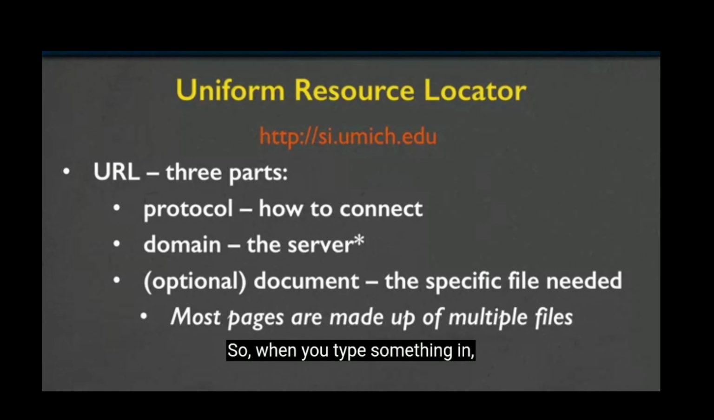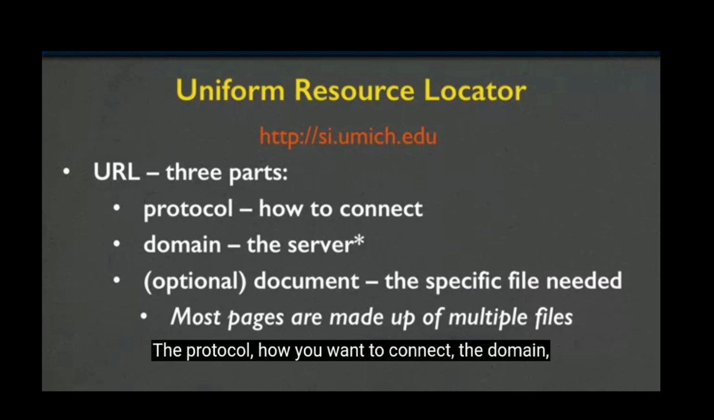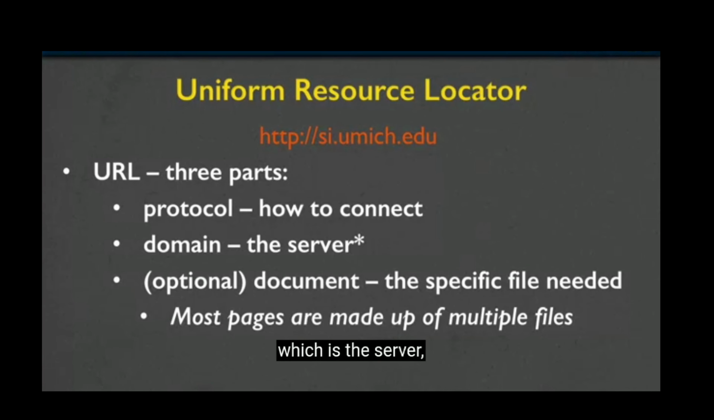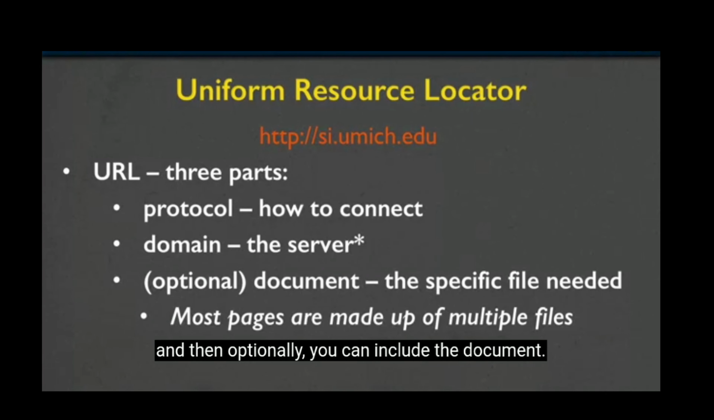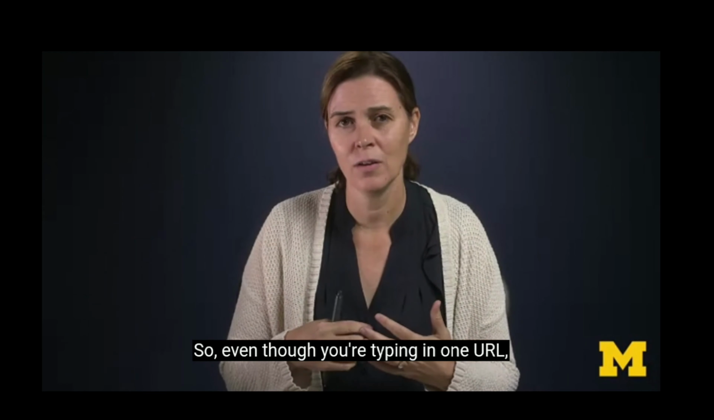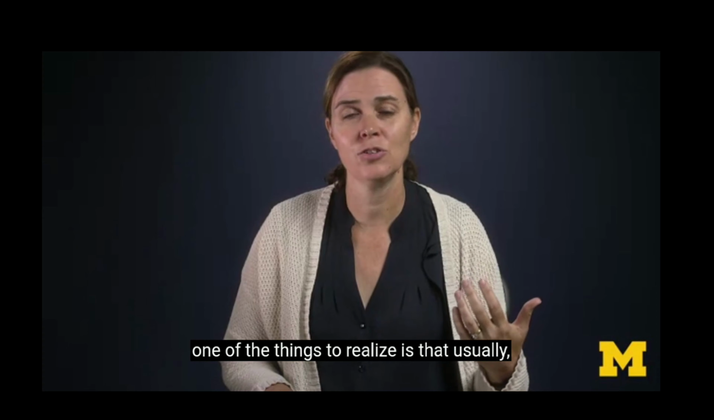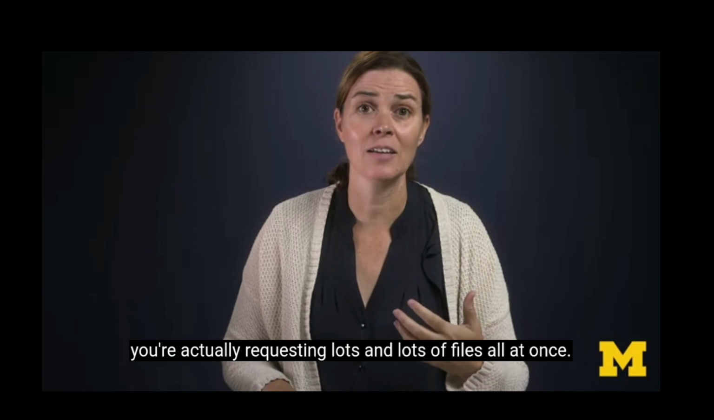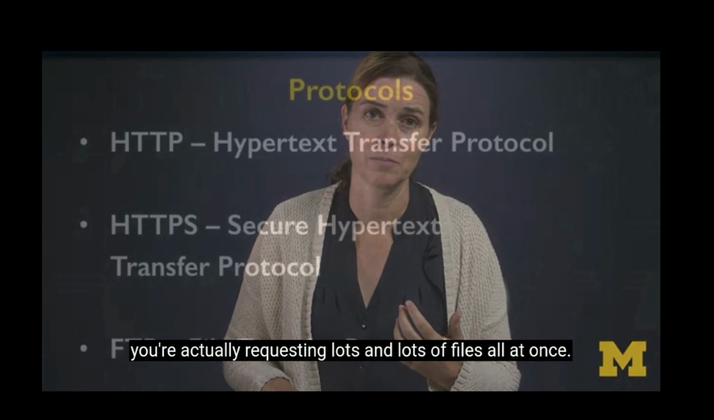So when you type something in, this is called the URL. And every URL has 3 parts: the protocol, how you want to connect; the domain, which is the server; and then optionally, you can include the document. So even though you're typing in one URL, one of the things to realize is that usually you're actually requesting lots and lots of files all at once.